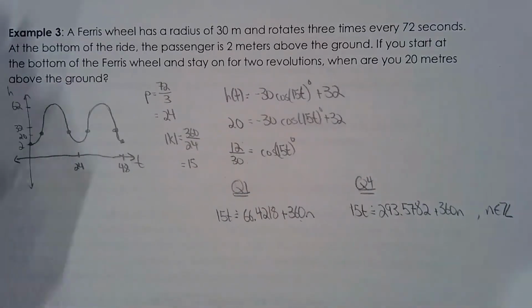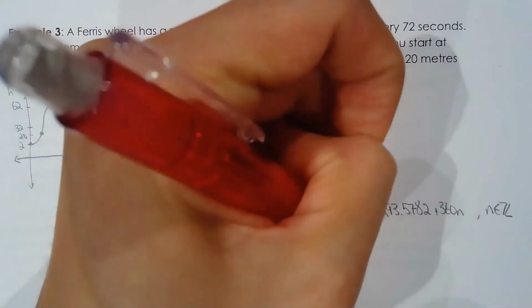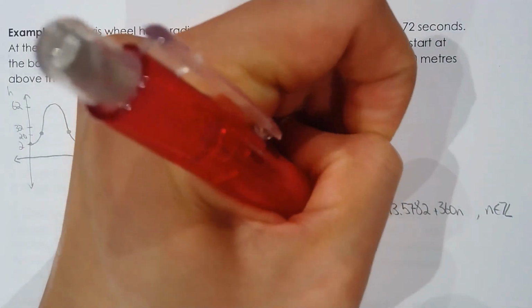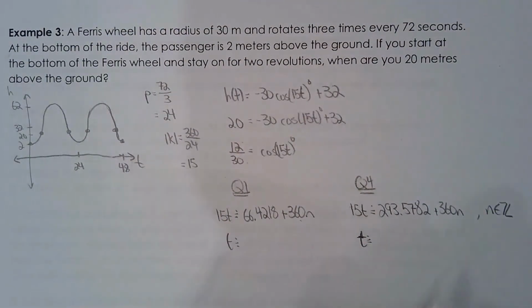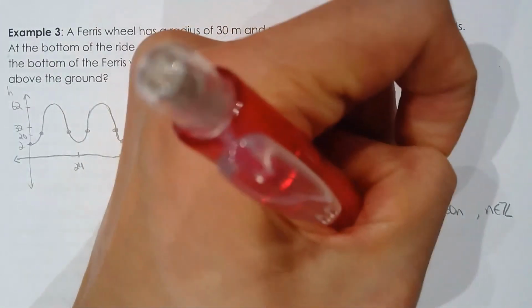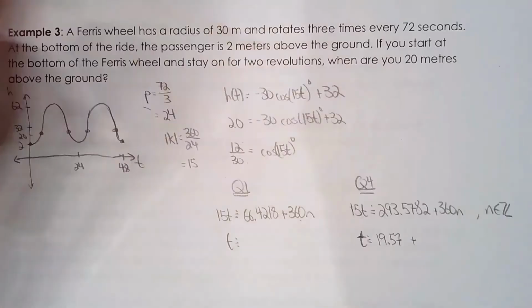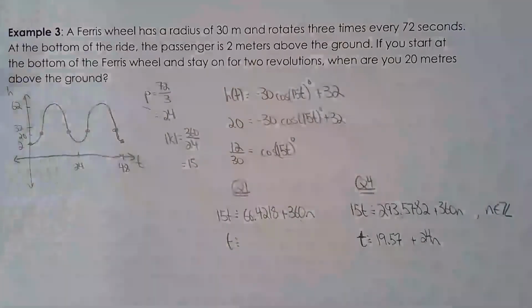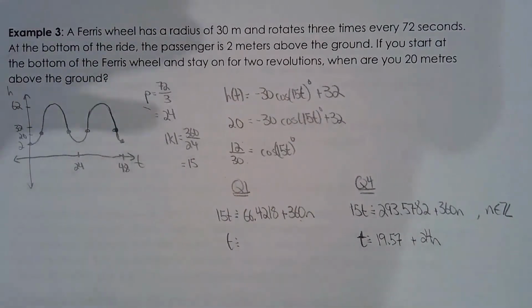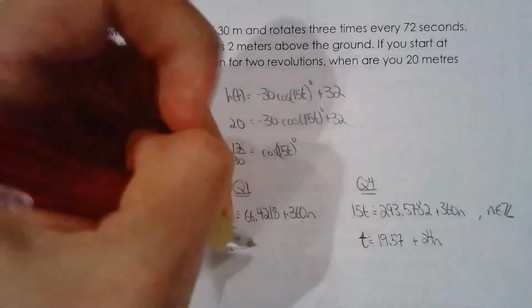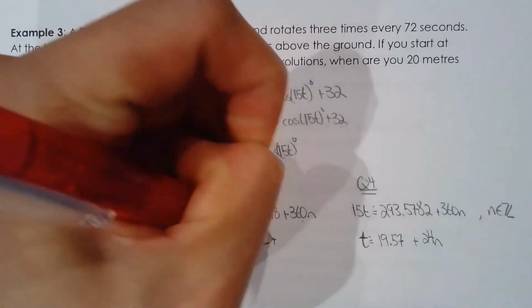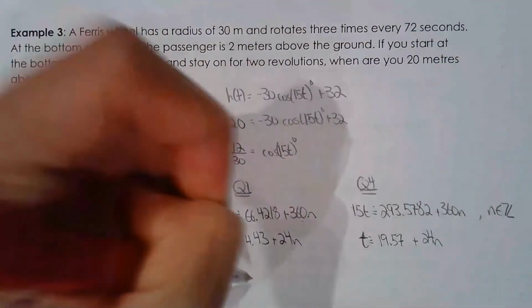Beautiful. The logic makes perfect sense. Now be careful. Based on the graph, I'm only accepting between 0 and 48, right? So, 20 meters above the ground, after 4.43 seconds, 19.57 seconds, 24, so it's 28.43 seconds, and plus another 19.57 plus 24, perfect.